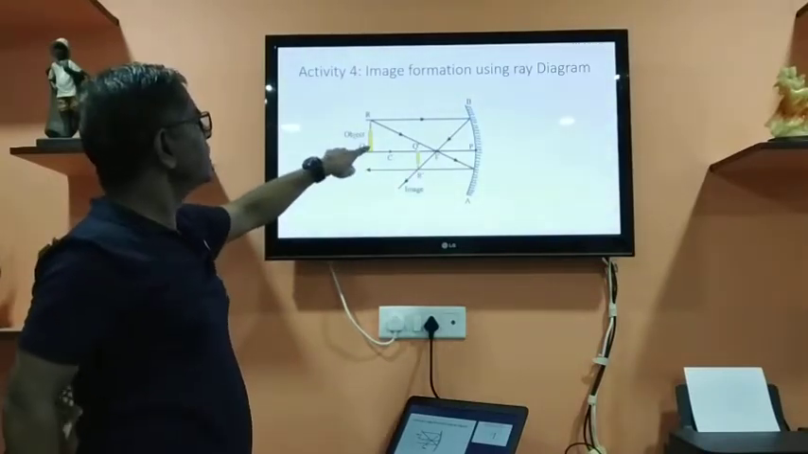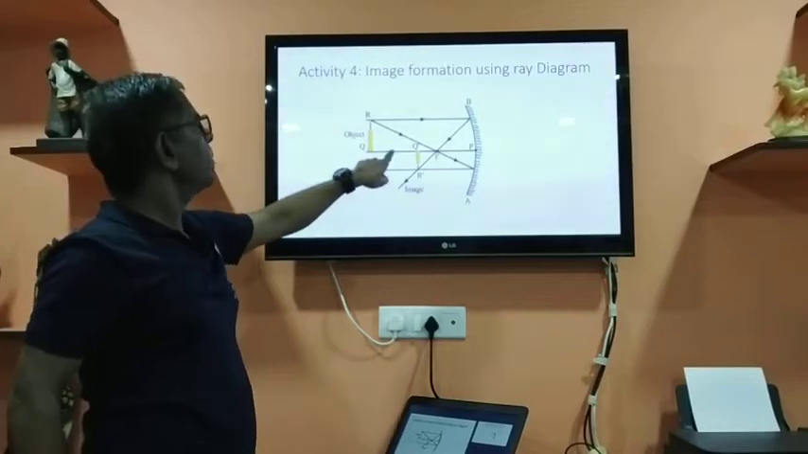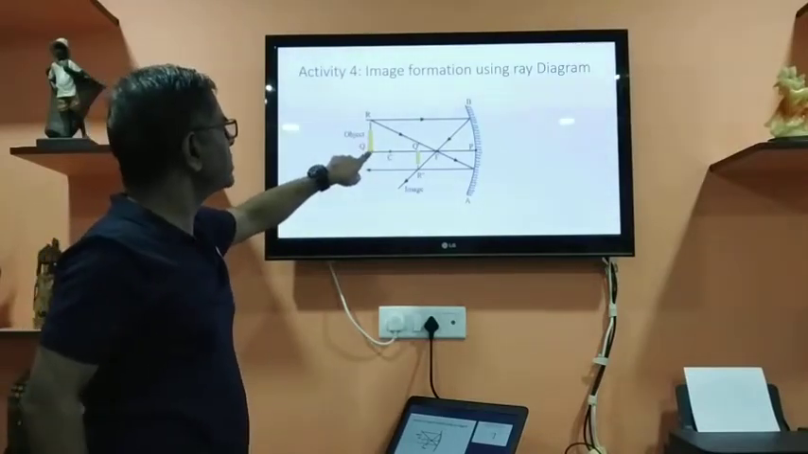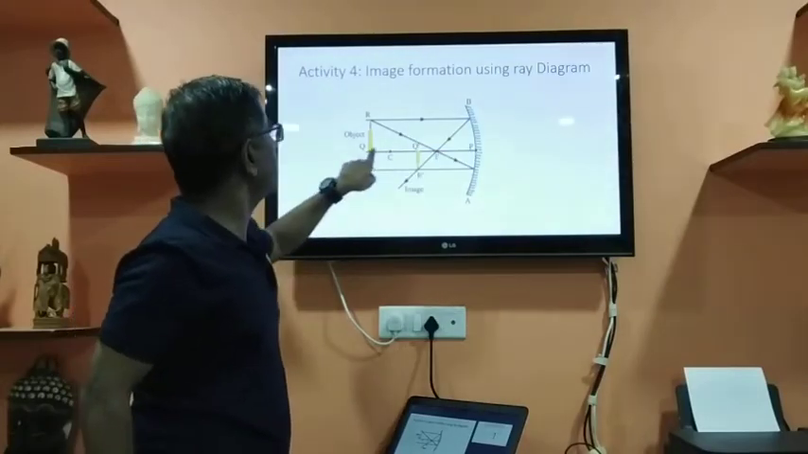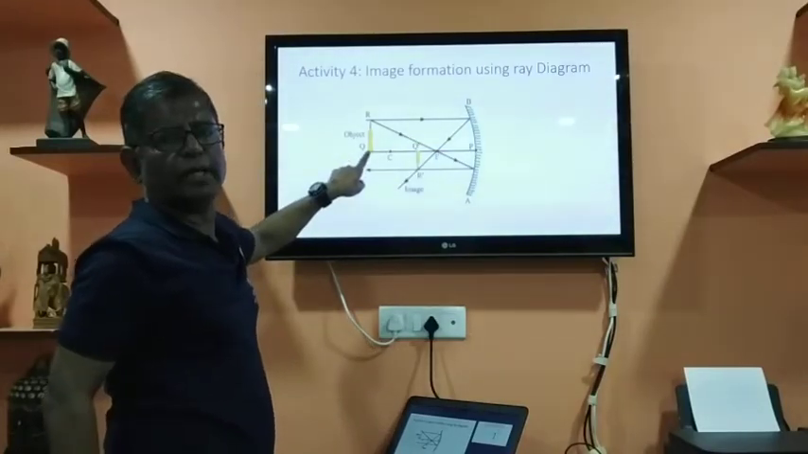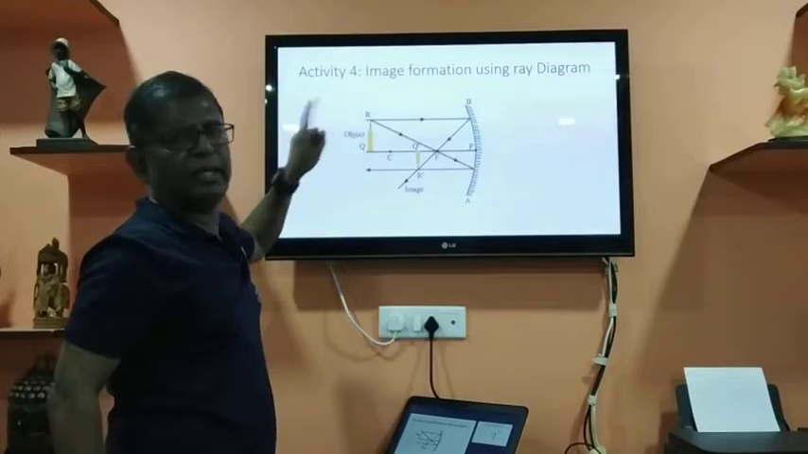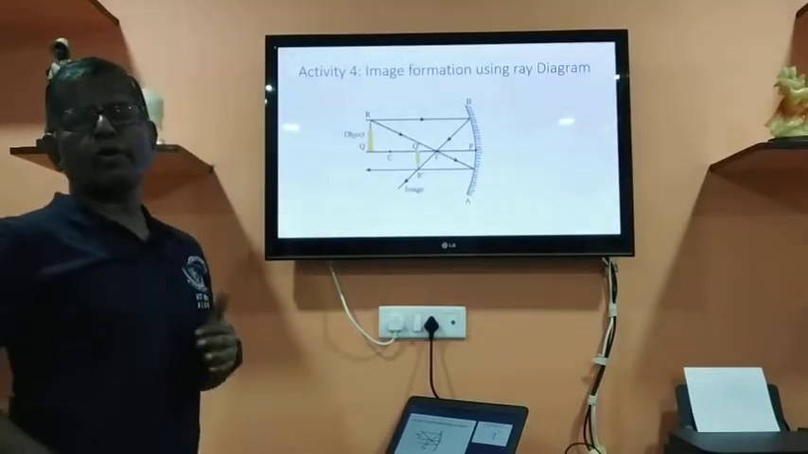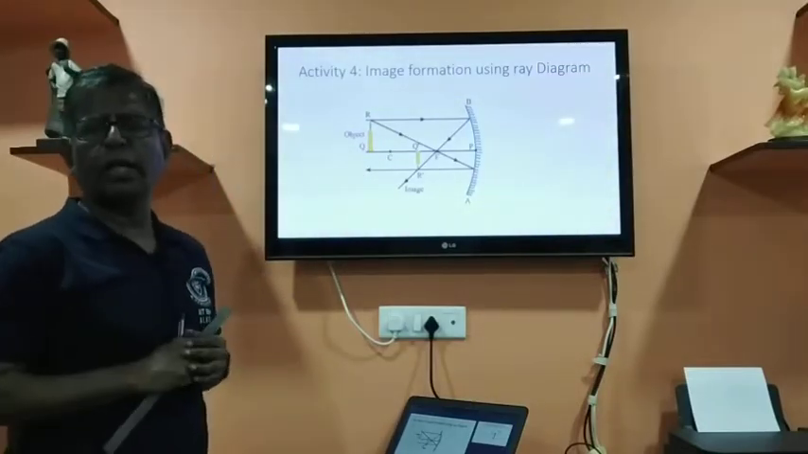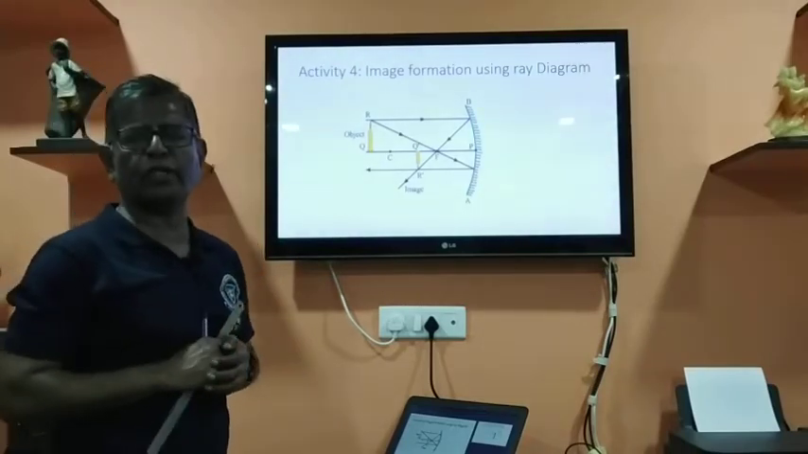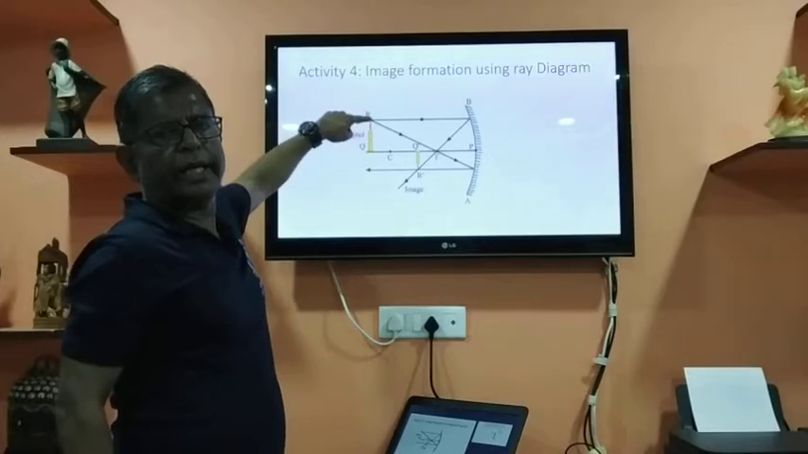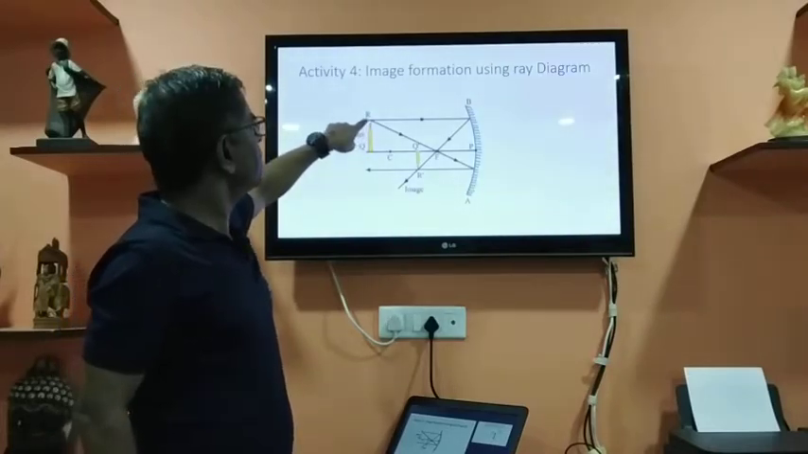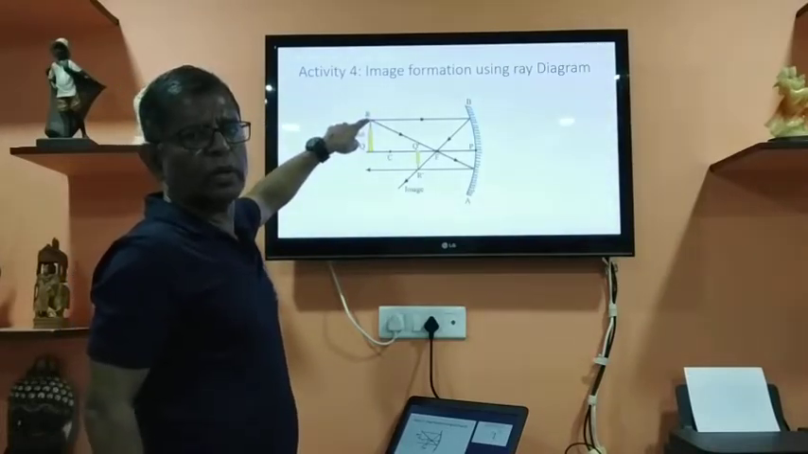Now in this case, the object is kept beyond C. So mark a distance of 12 cm. The distance between P and Q will be 12 cm, and the height of the object will be 2 cm. Now you can apply any of the 4 rules. In this case, we'll apply the first rule. The first rule is to mark a point on the object. Here is the flame. So at this point, apply the first rule.